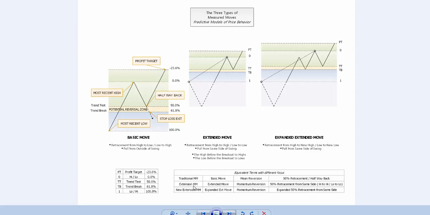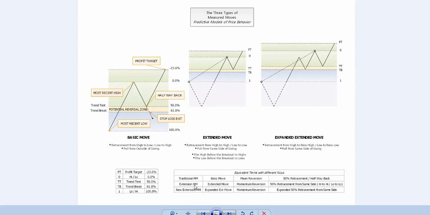Now, what's an extended move? An extension or an extended move is when the markets blow past a profit target. It's a retracement from the high to high of a long setup that has gone through its target, or from a low to low from the same side of the swing. You're drawing from the high before the breakout to highs, or the low before the breakout to lows. And there are a couple of equivalent terms that you might be familiar with. A traditional measured move is a basic move, what some might call a mean reversion, what we call a 50% retracement or a halfway back. That's all the same thing.